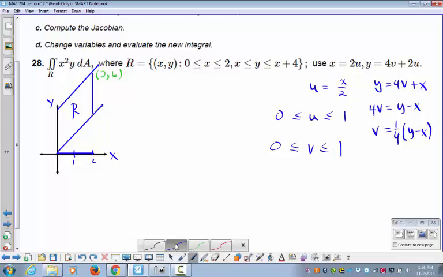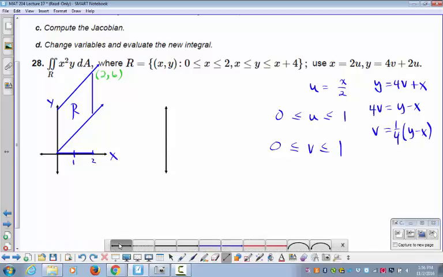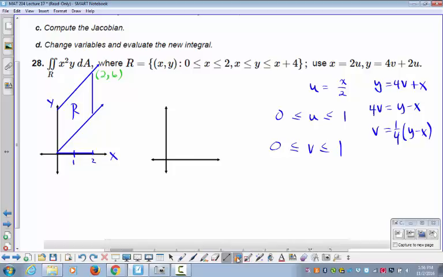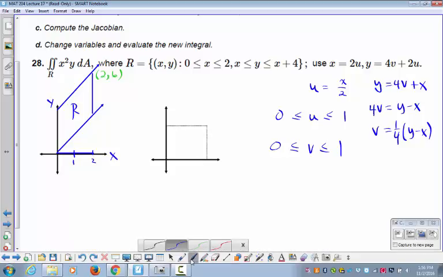So then in the uv plane, we're going to have this unit square. u is going to go 0 to 1, and v is going to go 0 to 1. So in this plane, we're just going to have a square where u and v each go 0 to 1. And that's going to be our region here. And they call that S. All right, so there's S.